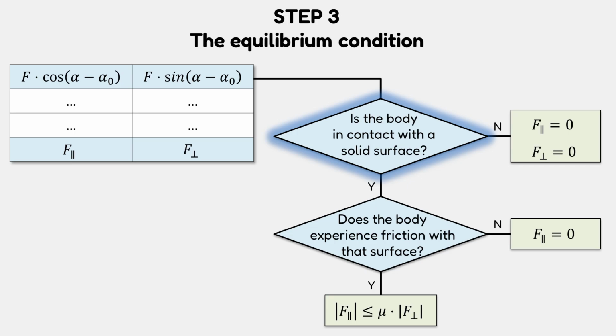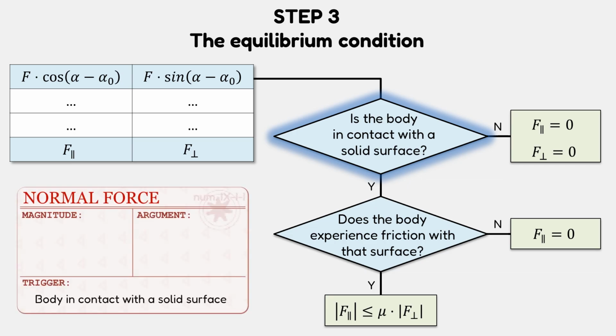The first question in the flowchart essentially asks whether the trigger condition is met for the normal force. The normal force is a push that a solid surface exerts on a body that tries to penetrate it. When this force is present, its magnitude equals F perp, and its direction points outward, perpendicular to the contact surface. As a result, the body is automatically in equilibrium along the direction perpendicular to the surface.